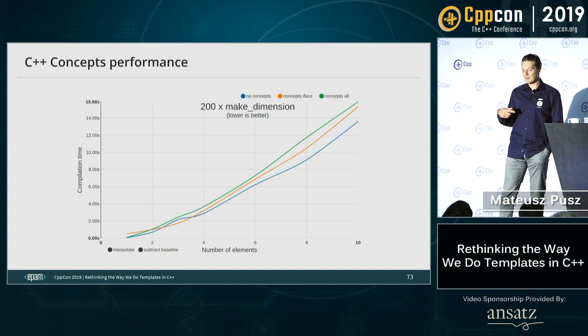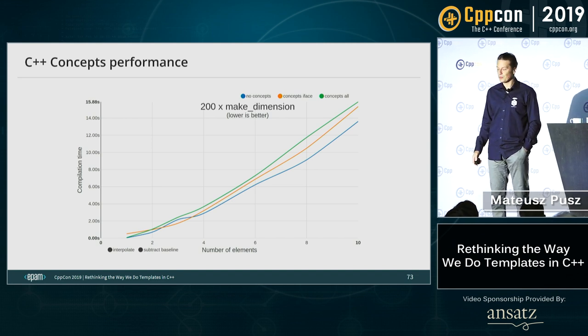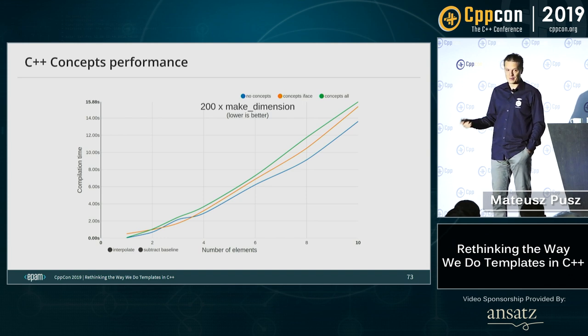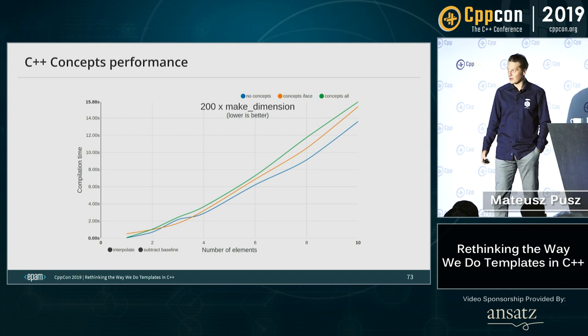I expect concepts to be memoized the same as they are memoized for class templates. And they are not, as I understand, right now. So I expect the performance to improve even more. So please do not be afraid of the concepts' performance. Try and play with them, because they make a huge difference for the users.